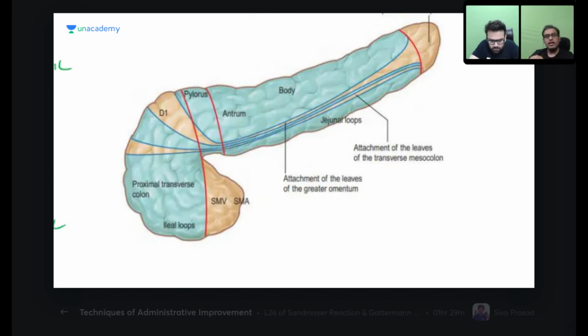What is being shown in this particular slide is the anterior relations of the pancreas. This blue color is showing the peritoneal folds, which are in front of the pancreas. In the middle, we can also see the attachment of the leaves of the transverse mesocolon, written on the right side. The double layer is the transverse mesocolon, because the transverse colon, that 50 centimeter garland, is U shaped and intraperitoneal.